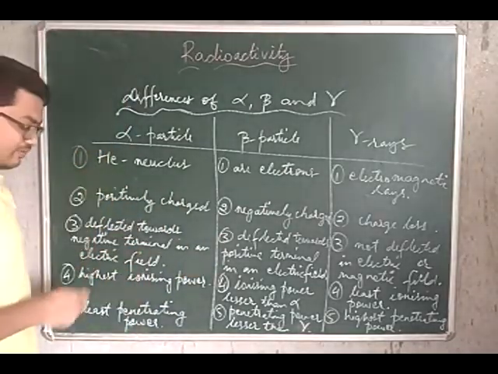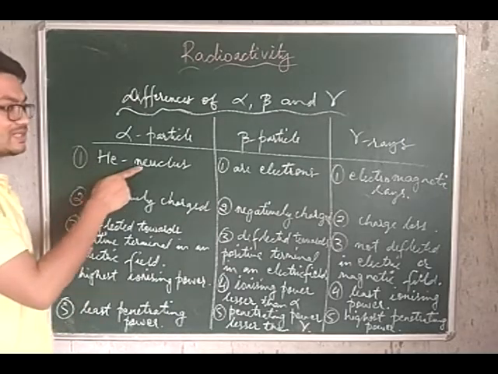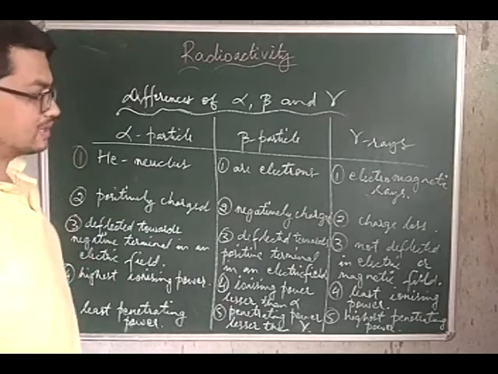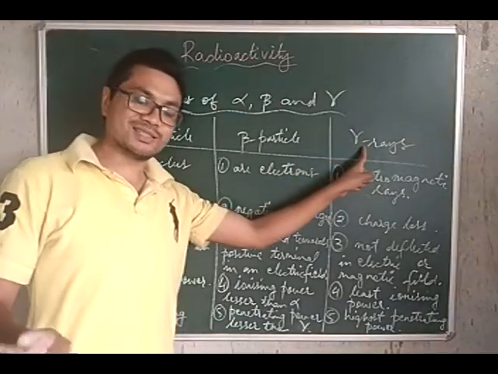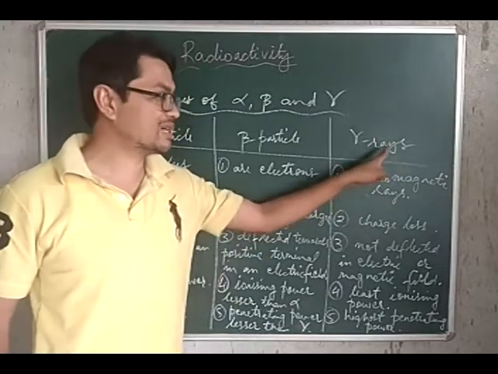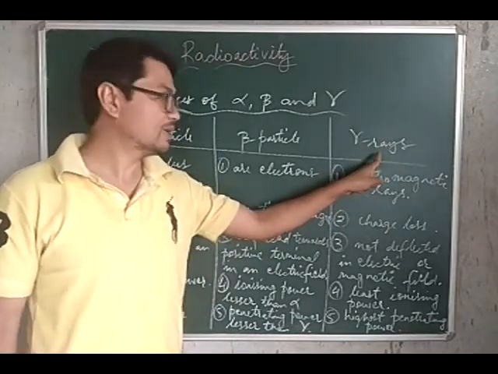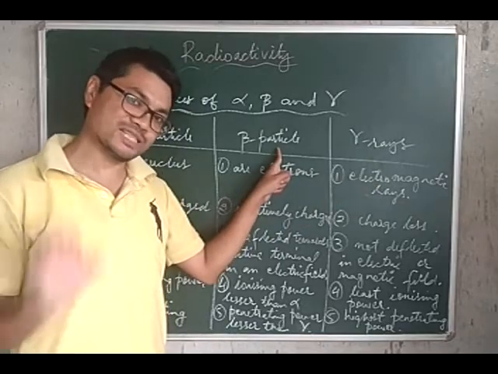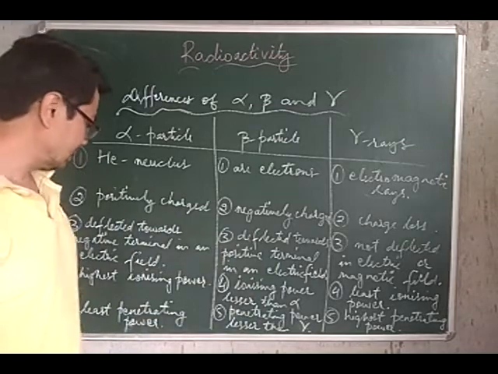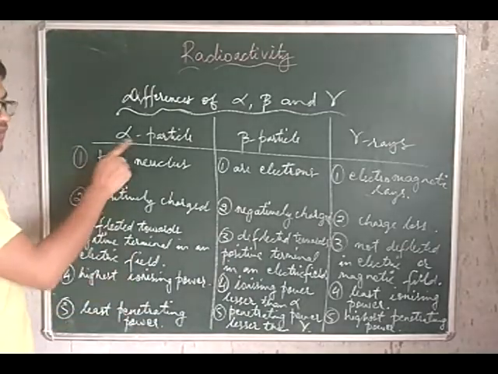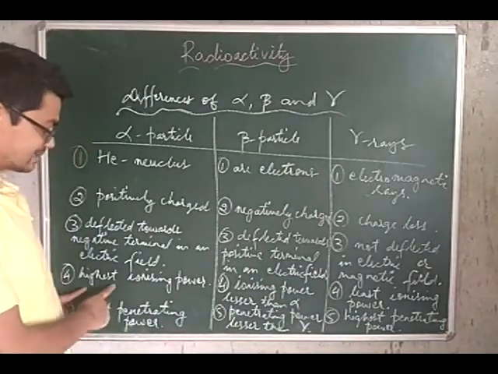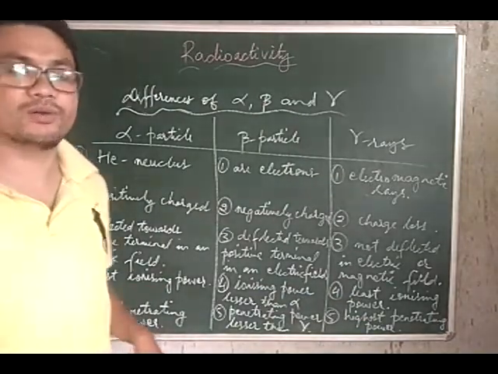Now, since alpha is a nucleus, it has the highest mass. Gamma is massless, it is a radiation, an electromagnetic wave or ray, therefore it has no mass whatsoever. Now this being an electron, it has mass but much lesser than that of the nucleus, the alpha particle. Therefore, since alpha has the highest mass, it has the highest ionizing power also.